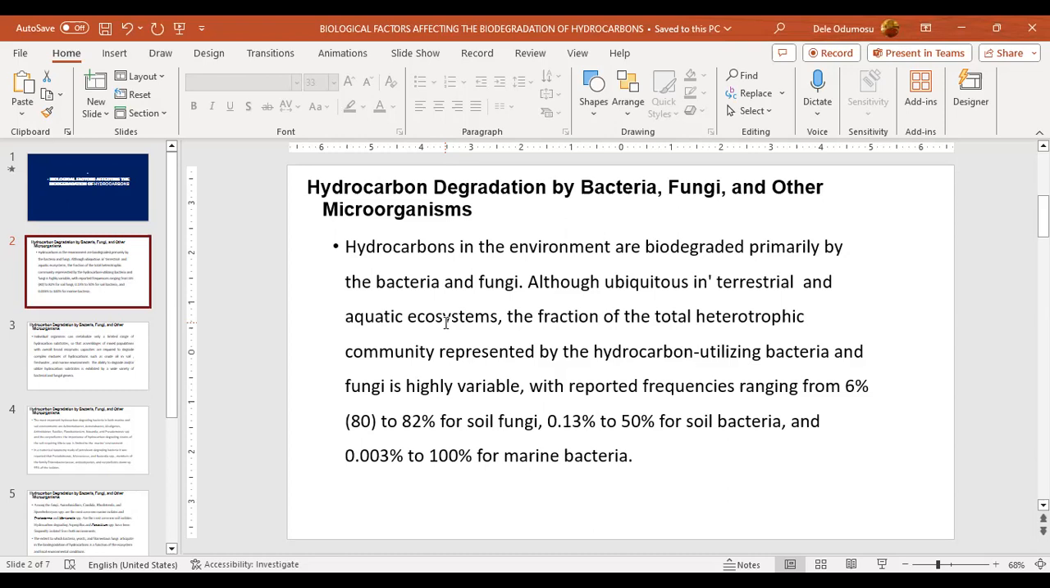And there's a frequency of reported population of 6% to 82% for fungi, about 0.13% to 50% for soil bacteria, and also 0.03% to 100% for marine bacteria. That is, it's a variable population in terms of organisms involved. So, like I said, bacteria and fungi dominate this. We also have some algae that are involved. We have marine bacteria, soil bacteria, and so on and so forth.